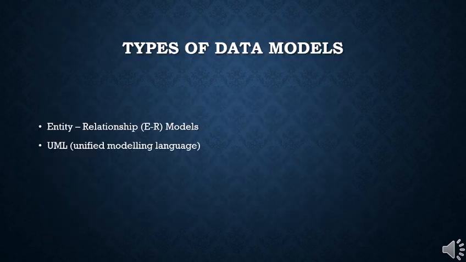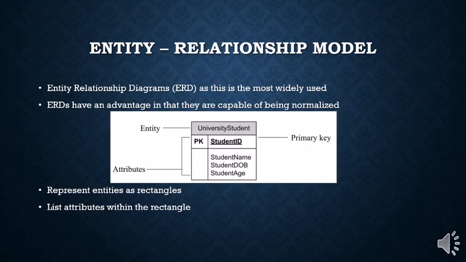Now let's see the types of data models. There are two major types of data models that are commonly used in data management: entity relationship models, also known as ER models, and UML, which stands for Unified Modeling Language. These models help us visually represent how data is structured and how different elements in a system relate to one another. Let's take a closer look at the entity relationship model.